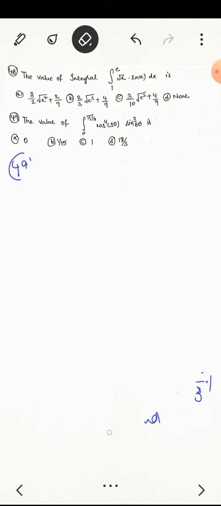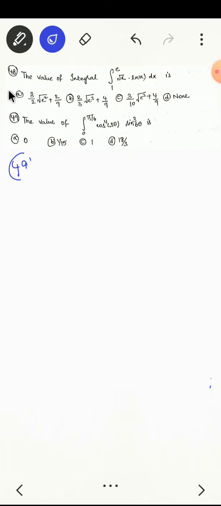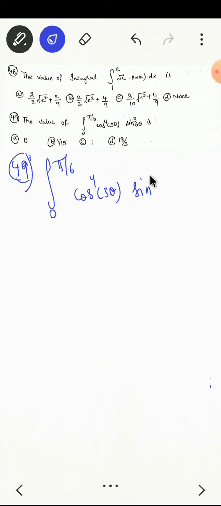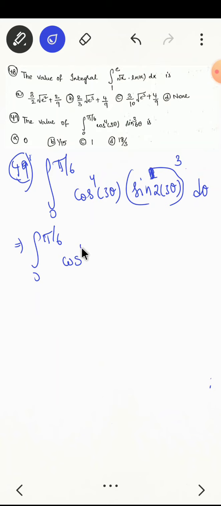So problem number 49, I can write it as the integral from 0 to pi by 6 of cos power 4 of 3 theta into sine power 3 of 2 theta, which I can write as the whole cube also, d theta. Then the integral from 0 to pi by 6 of cos power 4 of 3 theta into sine 2 theta, which can be written as 2 sine theta cos theta, whole cube d theta.